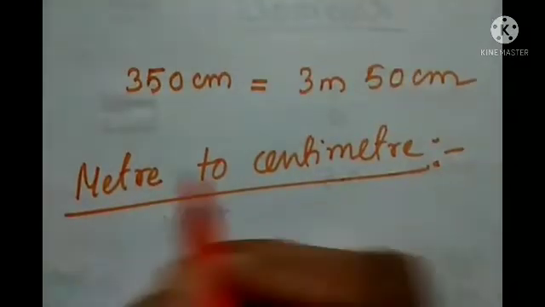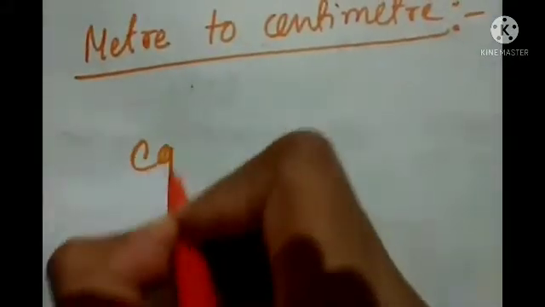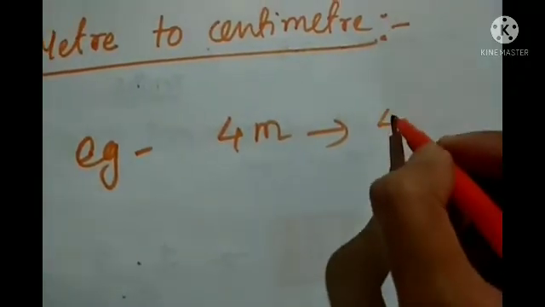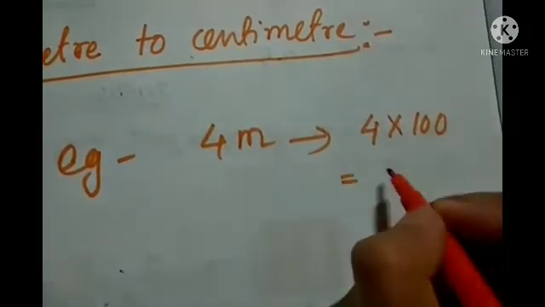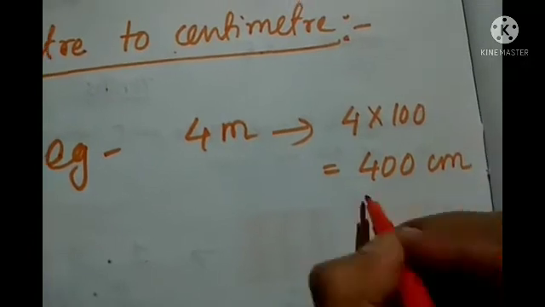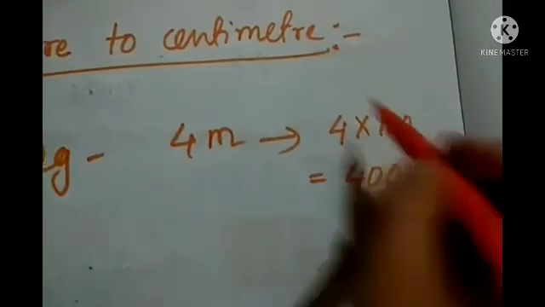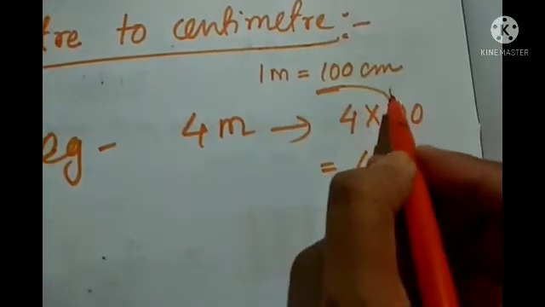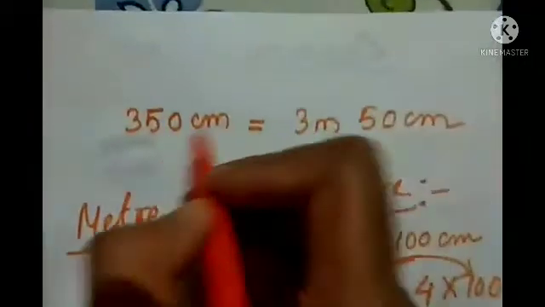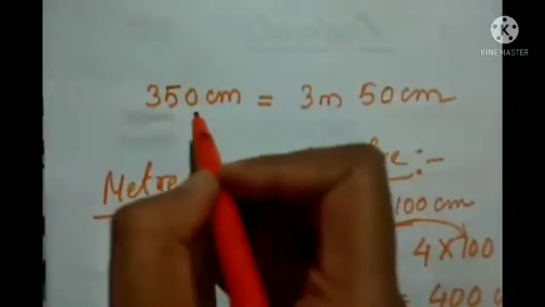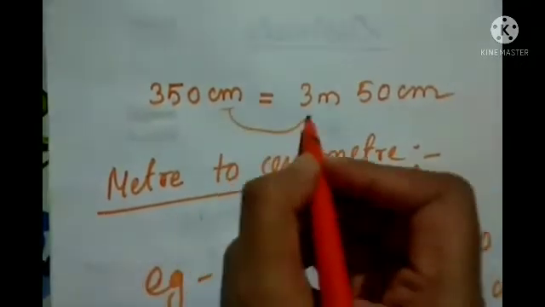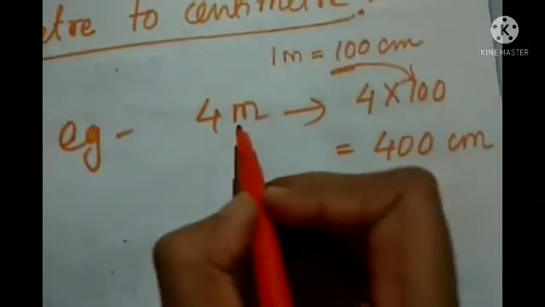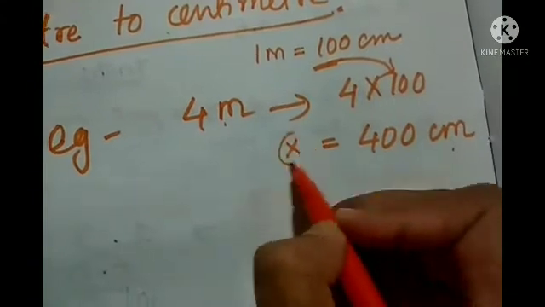Now let's do meter to centimeter. Suppose for example it is given 4 meter. In centimeter, how can we write it? We have to multiply with 100, then we will get centimeter, because we already learned that 1 meter equals 100 centimeter. That is why I am multiplying by 100 over here. In the earlier case, you divide, because we were converting from a smaller unit to a larger unit, so we have to divide. But here it is from a larger to a smaller unit, so here we have to choose multiplication.